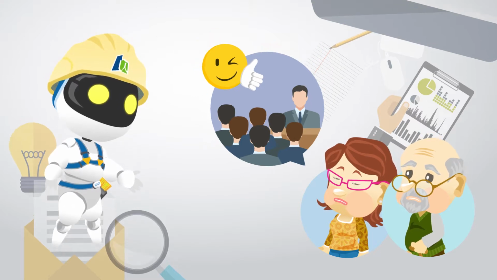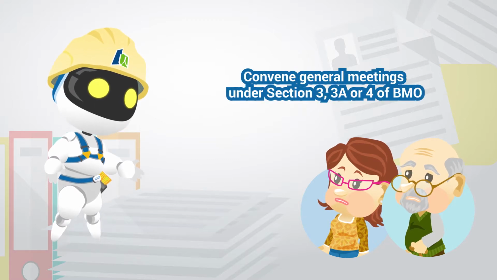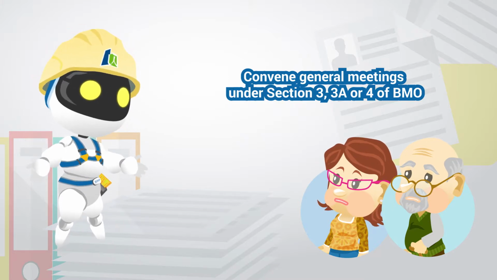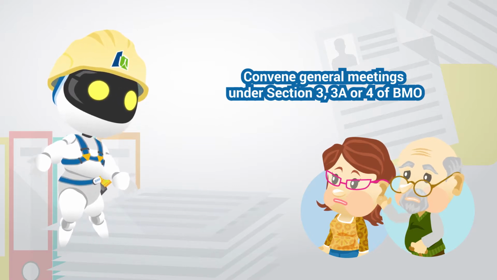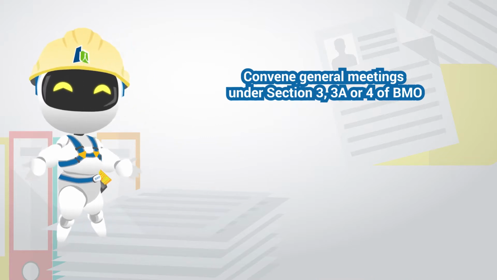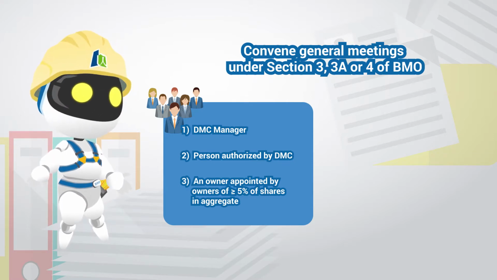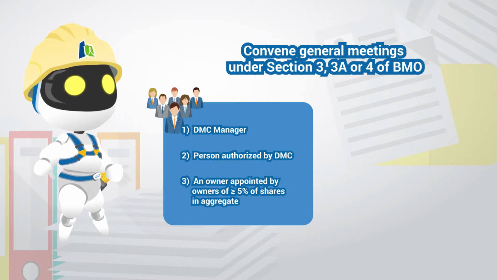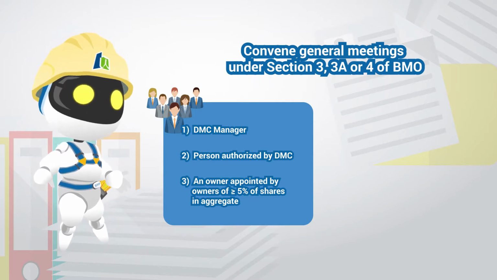Any procedures? Of course! Owners can convene general meetings under Section 3, 3A or 4 of the BMO for the appointment of a management committee or the establishment of an OC. Under most circumstances, the meeting should be convened under Section 3 by 1. DMC manager, 2. the person authorized by the DMC, or 3. an owner appointed by the owners of not less than 5% of the shares in aggregate.